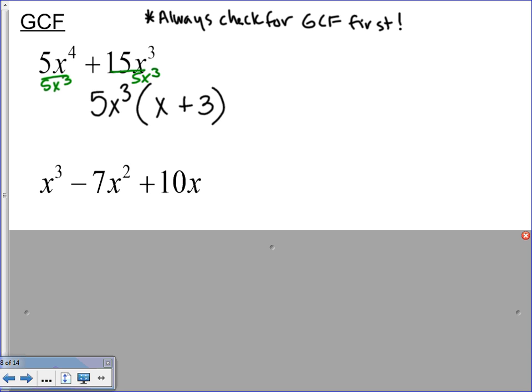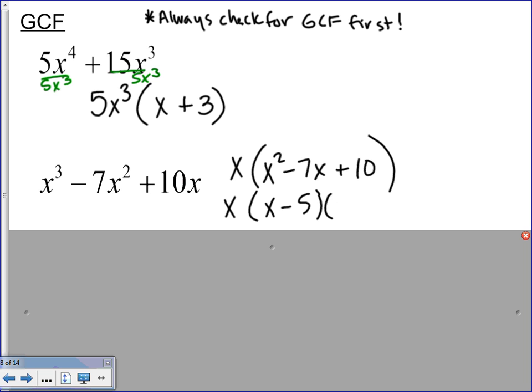Now 10 has an x, and everything else has an x, so what should I do first? Take out an x. Greatest common factor. Factor an x out. Then I'm left with x squared minus 7x plus 10. That's x minus 5, x minus 2. We already did it. Now there's an extra factor, right? A third factor to get the cubic.